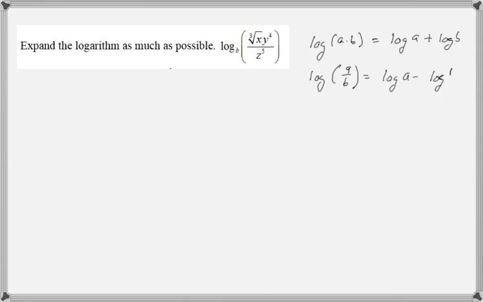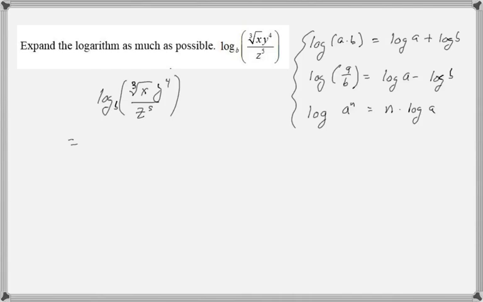And anytime you have a power on the argument of a log, so if I have a to the n power, that power is going to become a coefficient of the logarithm. So these three properties can be used to simplify our original expression. So we've got log base b of the cube root of x y to the fourth over z to the fifth.